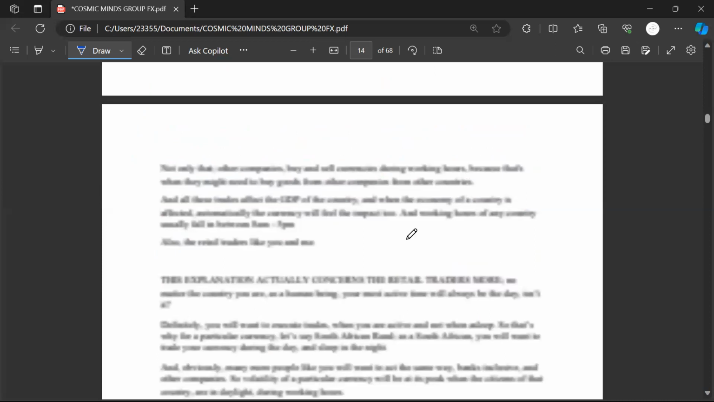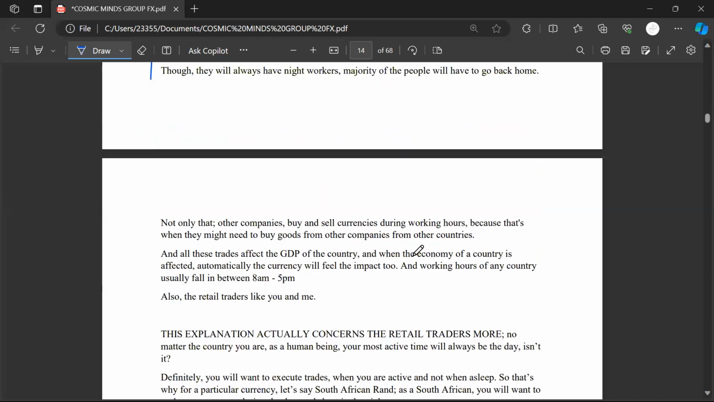Now, not only that, other companies buy and sell currency during working hours because that's when they might need to buy goods from other companies in other countries. You understand that you have to get involved in international transactions, trading, buying from one country. So that is it. And all these trades affect the GDP of the country, right?